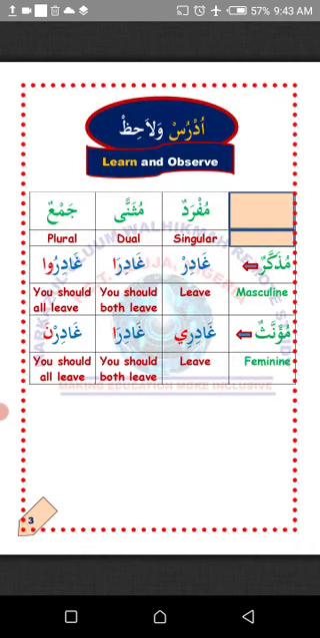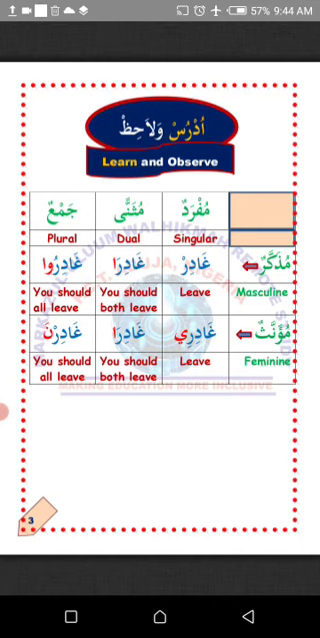MashaAllah. Udrus, learn. Walahis, and observe at the same time. Mufradun, singular. Muthanna, dual. Jamu, plural. Mufrad, singular, is a word in Arabic that means only one. Muthanna, dual, means only two. Jamu, plural, means more than two, from three upward. A plurality in Arabic starts from three upward, unlike English, where it starts from two upward.